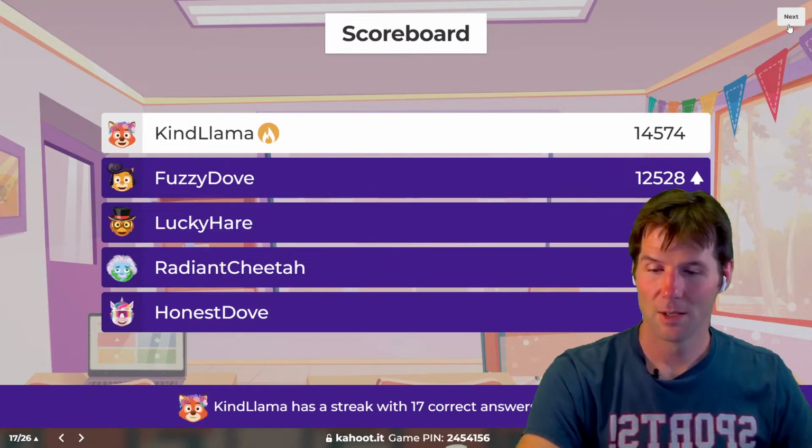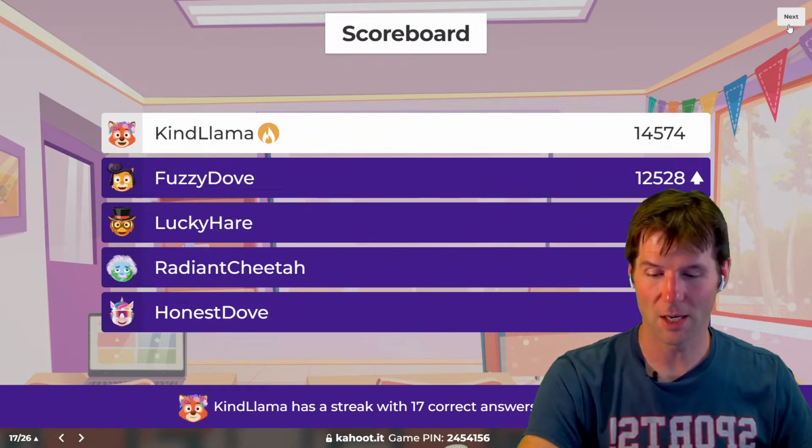Leaderboard time. Kind llama, fuzzy dove, lucky hare, radiant cheetah, honest dove. All the doves are here.